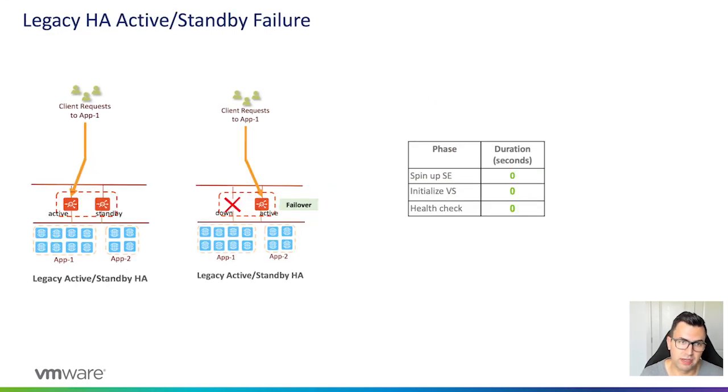And the last one is the legacy active-standby. Now, in this scenario, we have an active one and a passive, completely standby one. If that goes down, then everything moves. And that failover will be noticeable to the applications. But because we have one service engine pre-provisioned and ready on standby, it will take over in a short period of time.